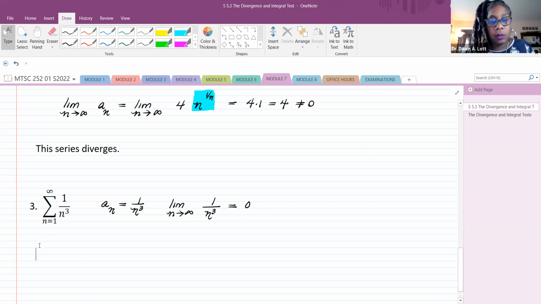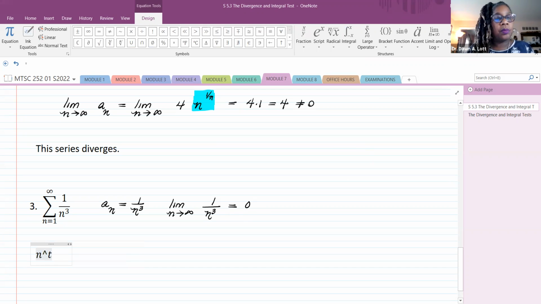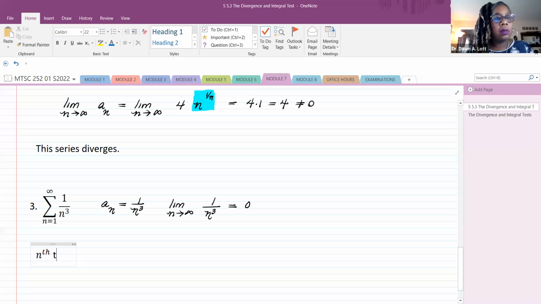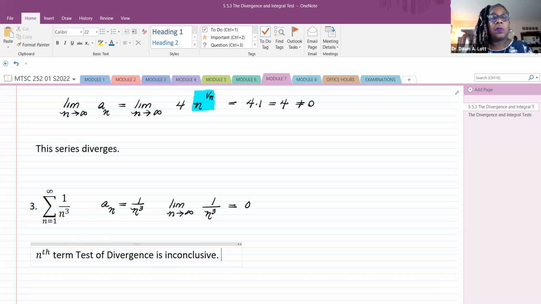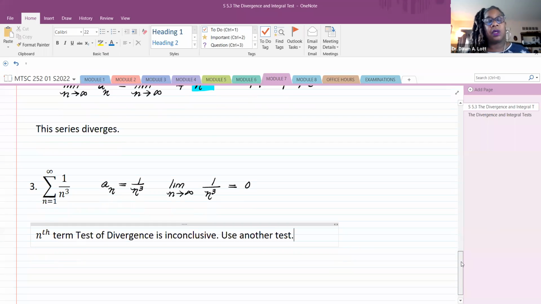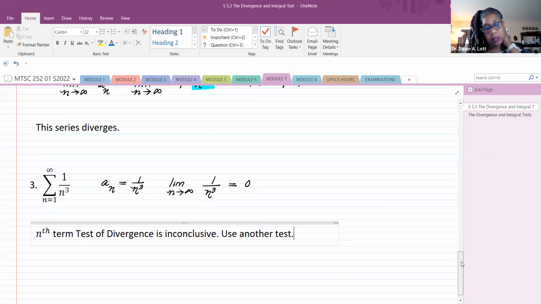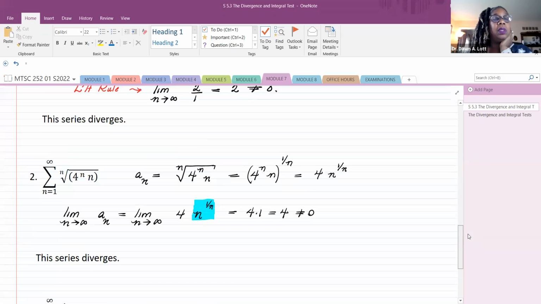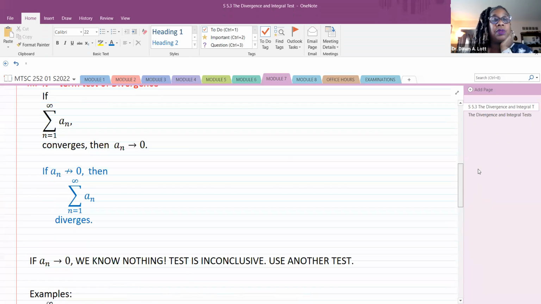So all I know is that the nth term test of divergence is inconclusive. That's the best I can do. If it goes to 0, we know nothing. Okay, you got to remember that. A lot of people think if it goes to 0, it converges. It does not. If it goes to 0, we know nothing. All right, any questions about the nth term test of divergence?